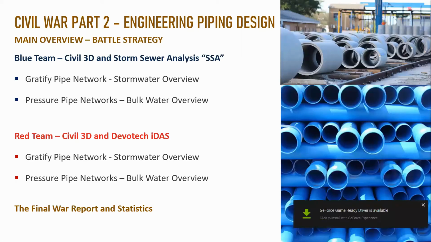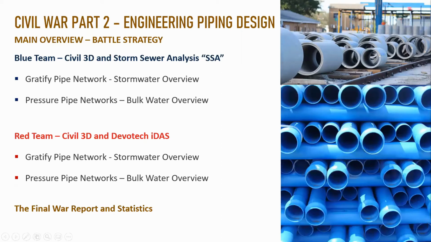So for today's Civil War reenactment, engineering pipe designs, today we're going to do something a little bit different. Sorry about that. Basically we're going to look into the main overviews of battle strategies. So we've got two teams, the blue team and the red team.